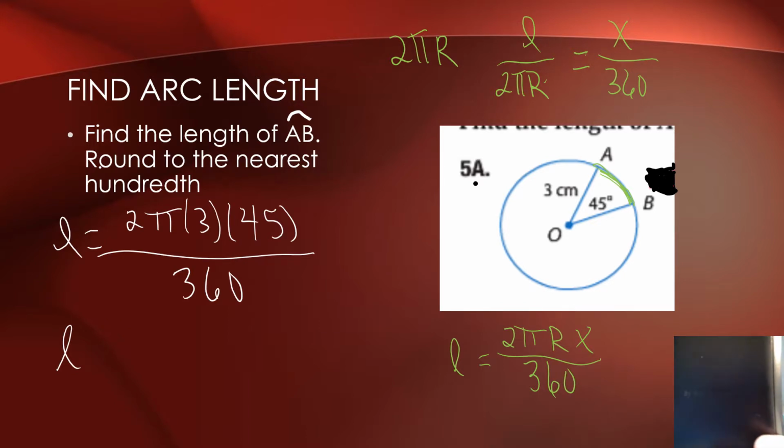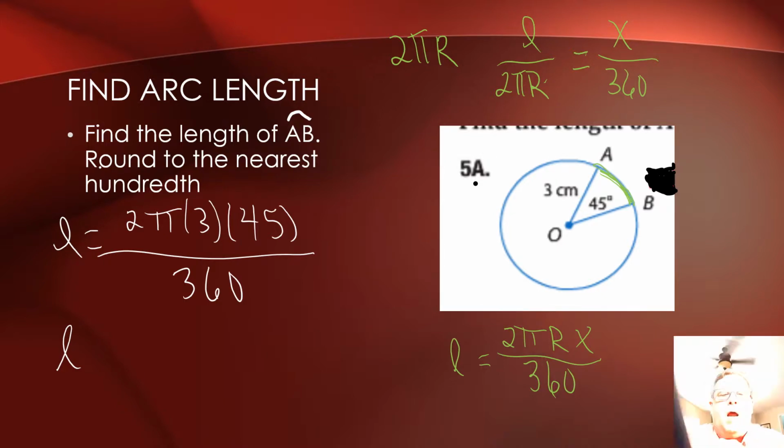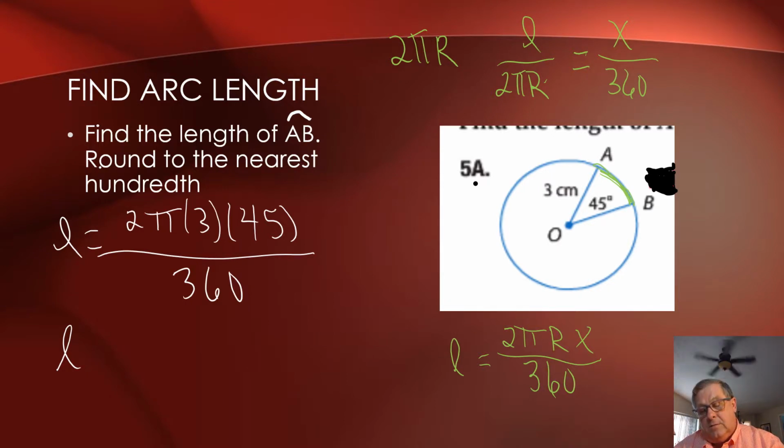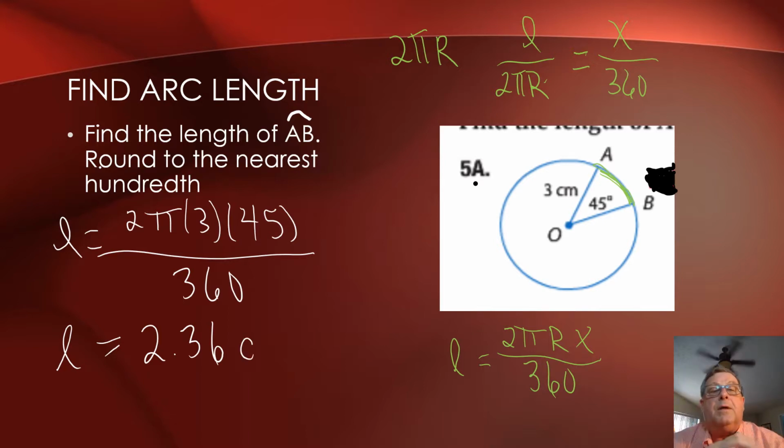So let's see here. I got 2 times pi times the radius, 3, times the central angle, 45, and we're going to divide that by 360, and we're going to round this to the nearest hundredth, is what it says. And so the length of our arc is 2.36, and I can't forget my unit of measurement, centimeters. Well, that was so much fun, I'd like to do one more.